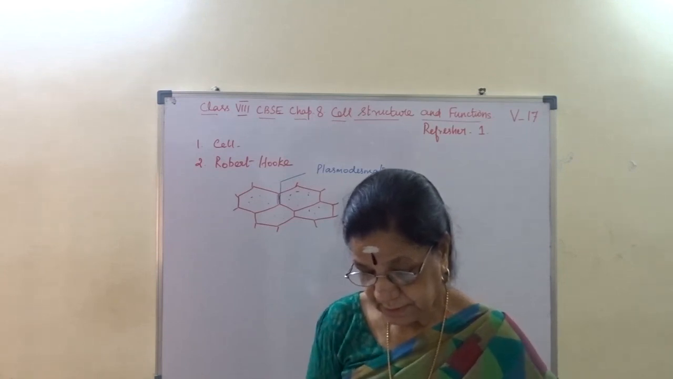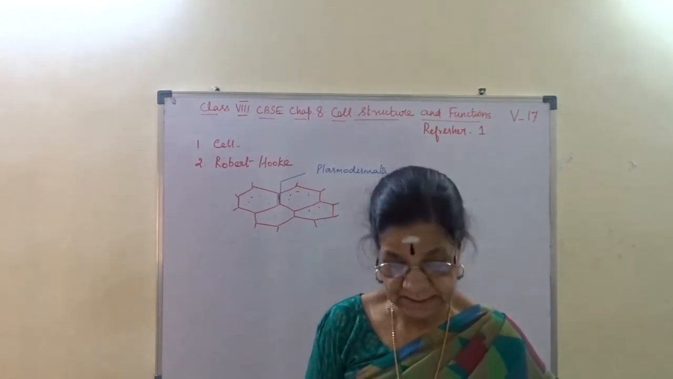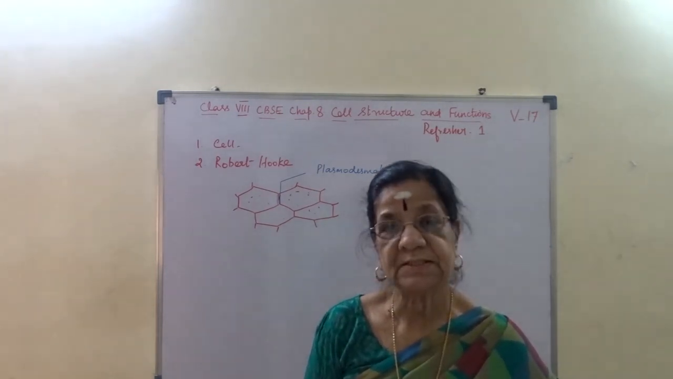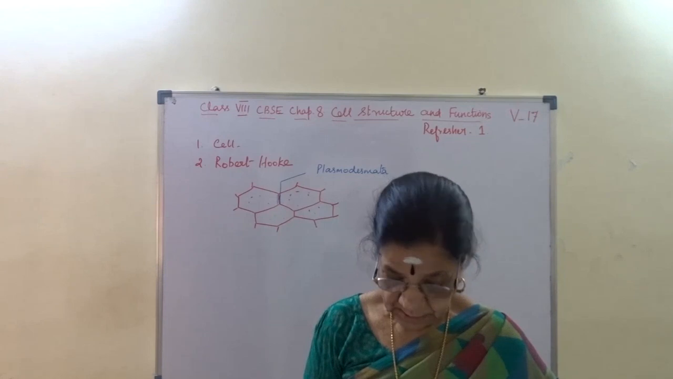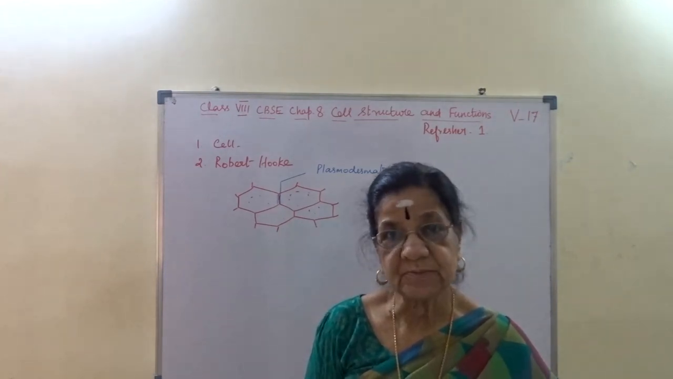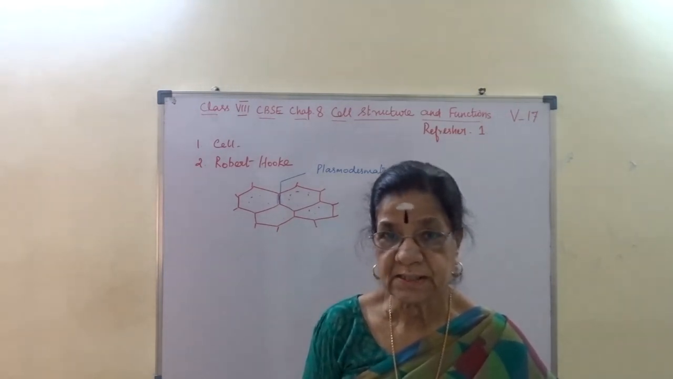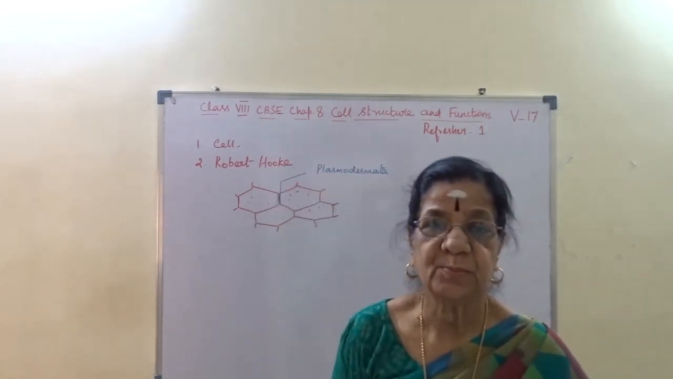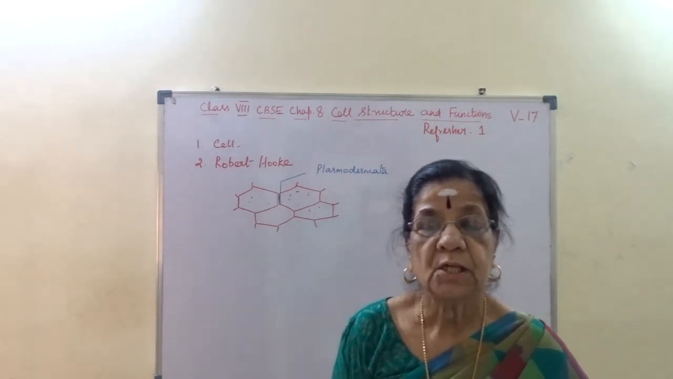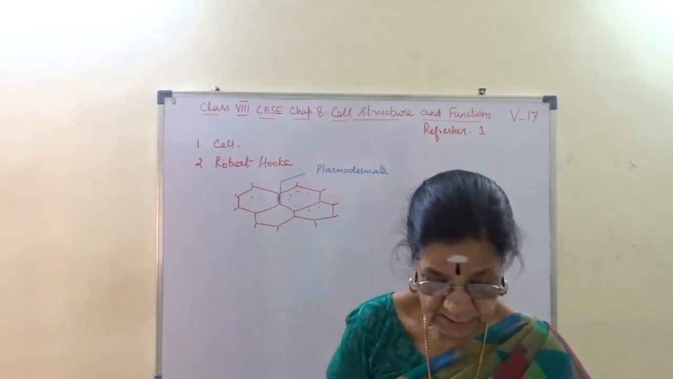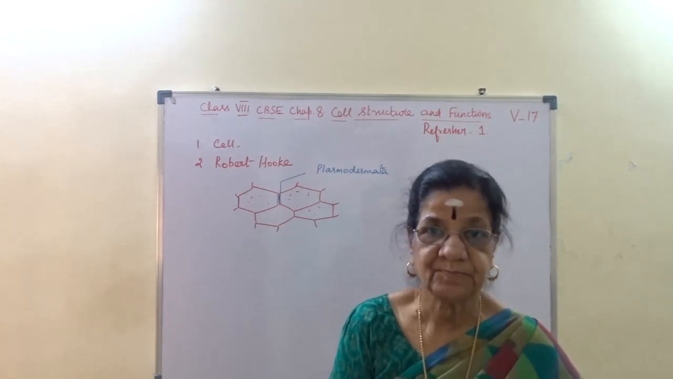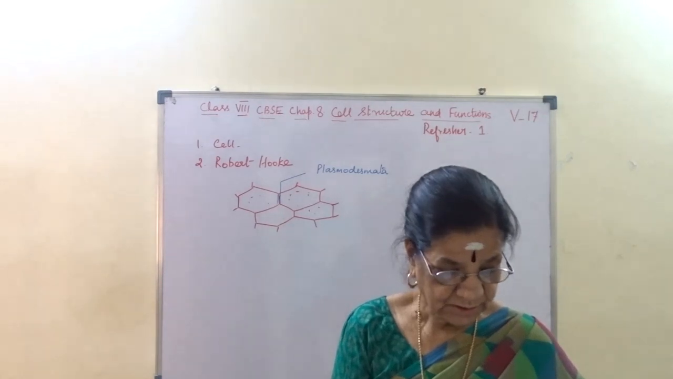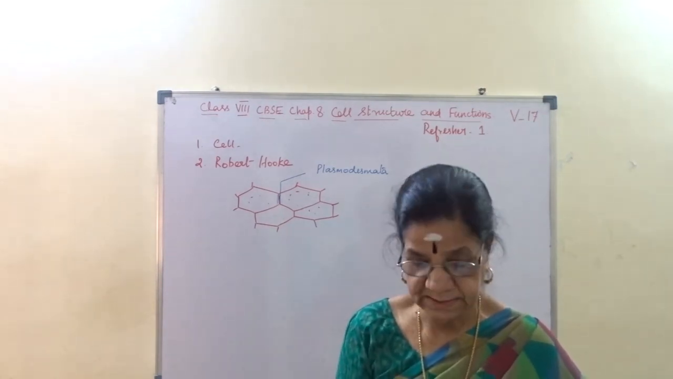So the buildings, though built of similar bricks, have different designs, shapes and sizes. Similarly, in the living world, organisms differ from one another in every aspect. All the cells are not uniform. They are different from each other. I hope you follow this.